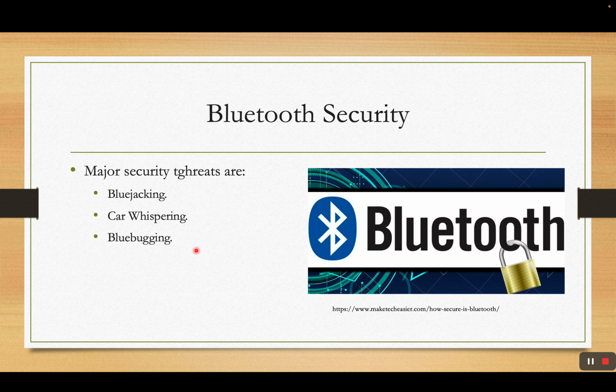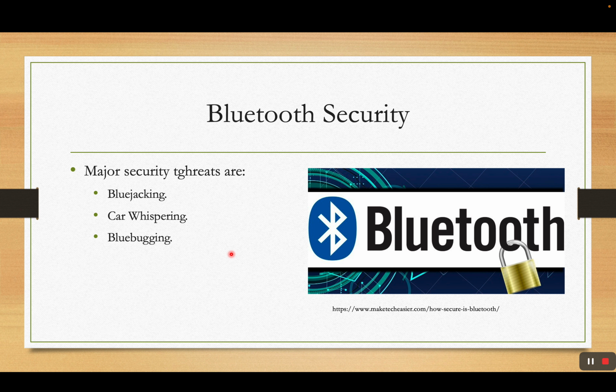Now, let's look at Bluetooth security. There are major security threats like bluejacking, car whispering, and bluebugging. First of all, the security of Bluetooth networks is very important because two devices connect to each other and valuable information is available on both the master and the slave devices, which can be compromised by hackers using either Bluetooth or other wireless technology to access the Bluetooth enabled devices.